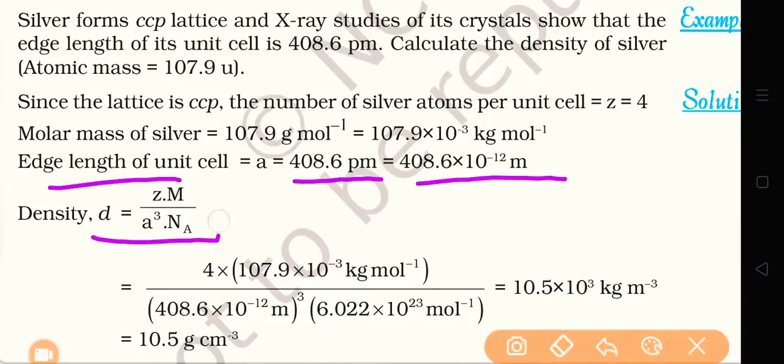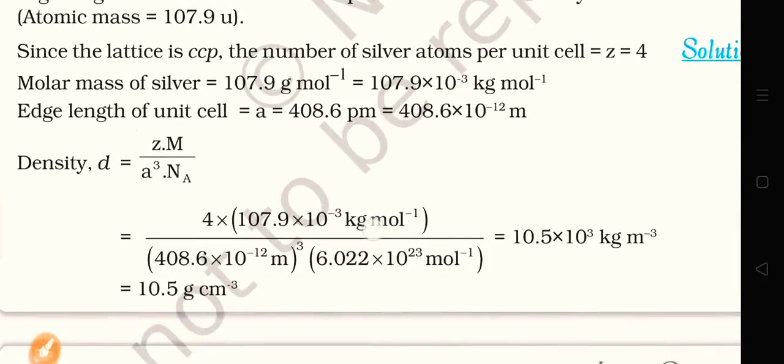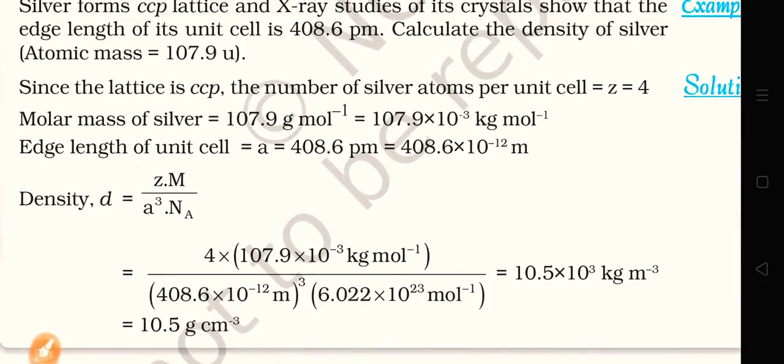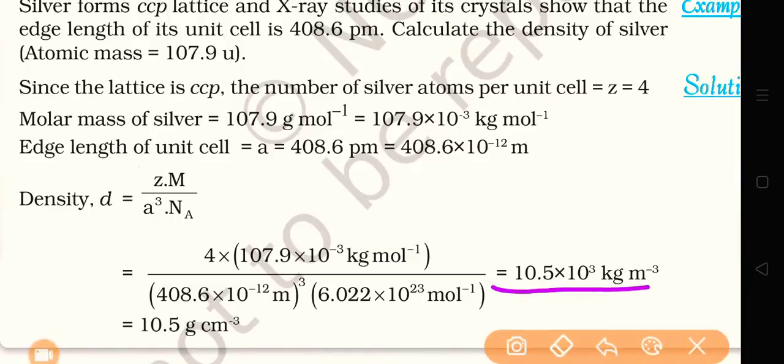So our equation: density is equal to Z into M upon a cube NA. Our target is to find density, so the same equation will be used. All of the values are put here, and finally, as mentioned here, you will get 10.5 into 10 raised to 3 kg per meter cube. As you can see, the unit is kg per meter cube. Now we can convert this into gram per centimeter cube.